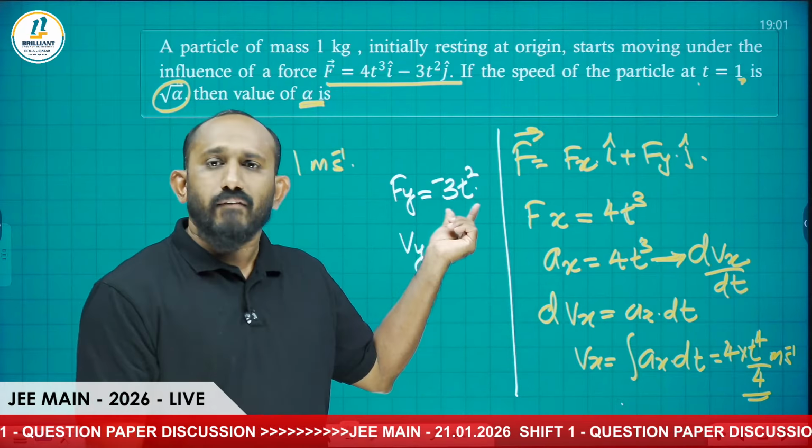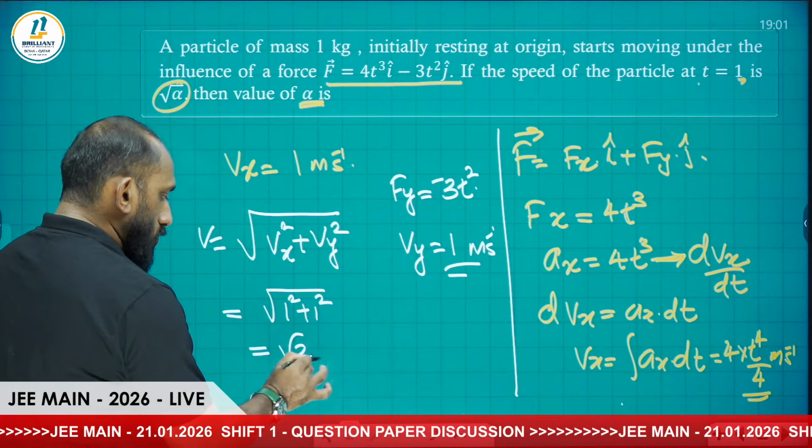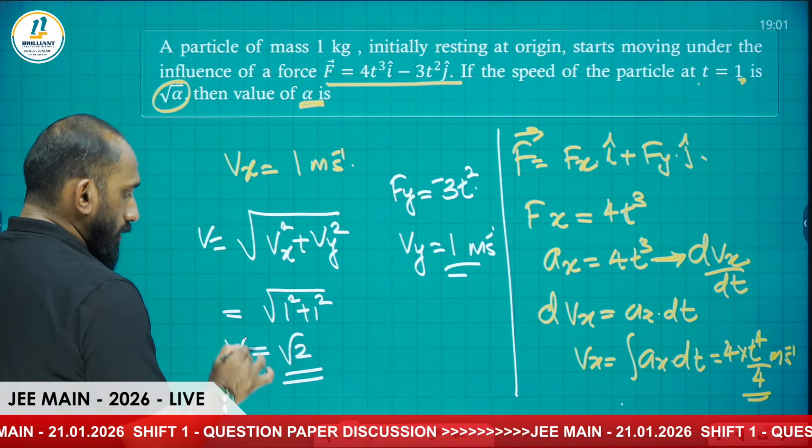Now the resultant velocity V will be root of Vx square plus Vy square. So under root, Vx square is 1, 1 square plus 1 square, that is root 2. That is V. So it's given V is equal to root alpha. So what is alpha? Alpha is equal to 2.